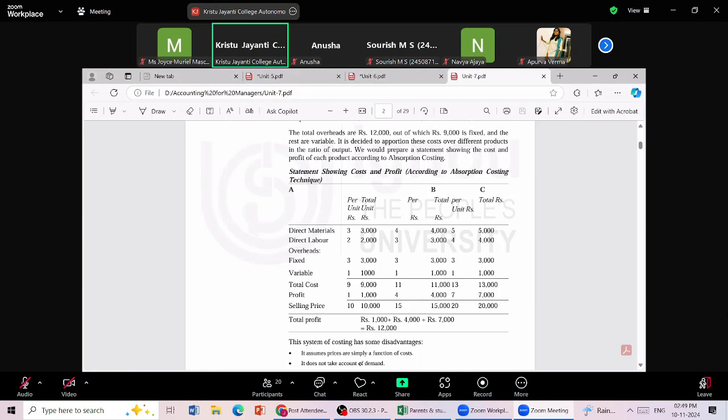What is the difference? My cost minus my sales is my profit. So what is my profit? 1000 rupees. The difference between 10 and 9 is 1000. Here 15 minus 11, 4000. 20 minus 13, 7,000. So totally the 7 plus 4 plus 1, so around 12,000 is my total profit.